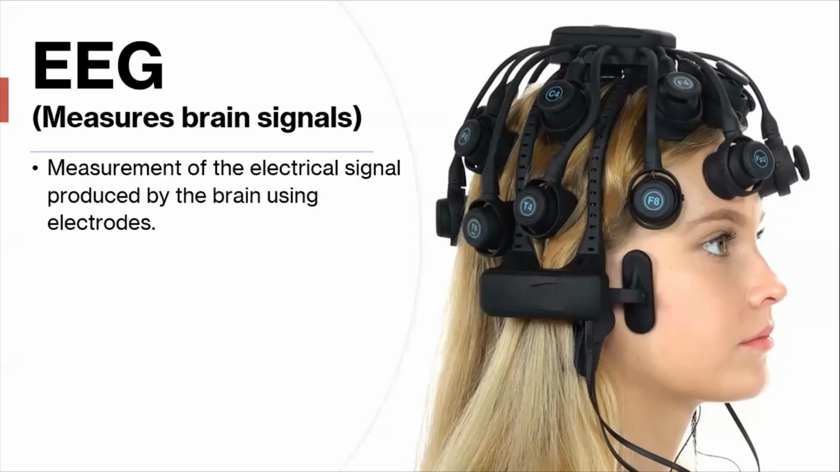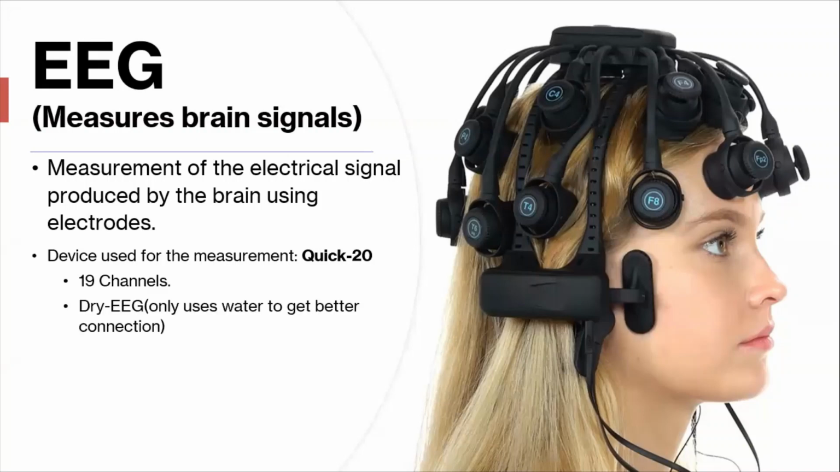Sensors make contact with the scalp to collect the brain signals. The device we're using in this experiment is called Quick20. It has 19 sensors, does not require gel, and it is easy to set up. So you will not have to wash your hair after use.